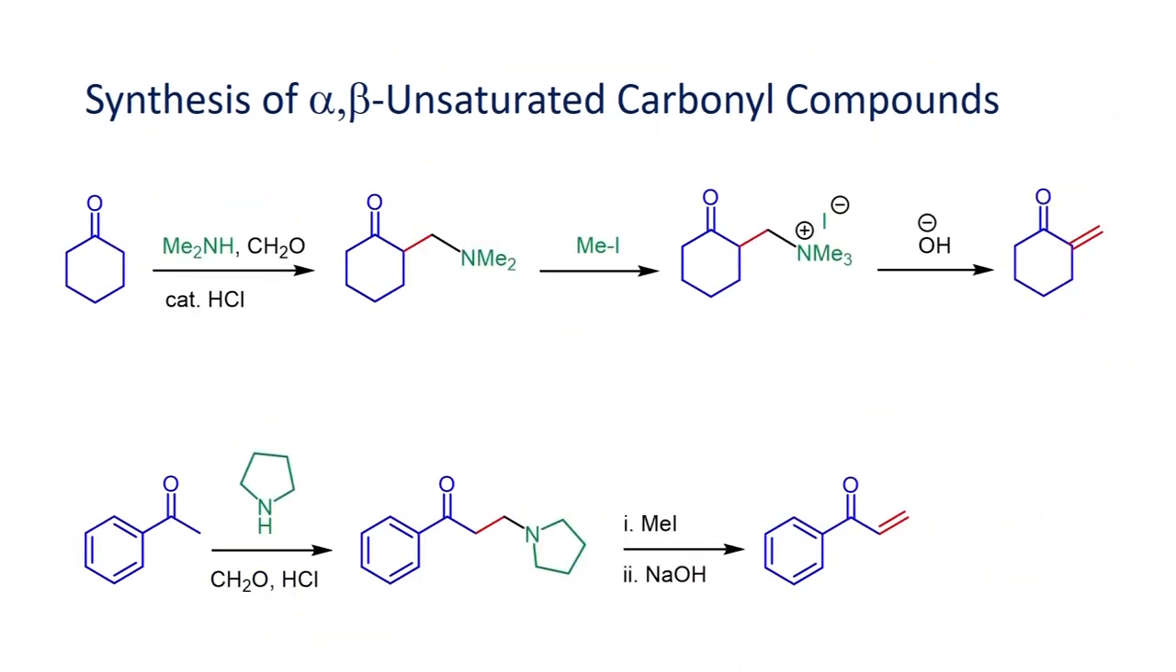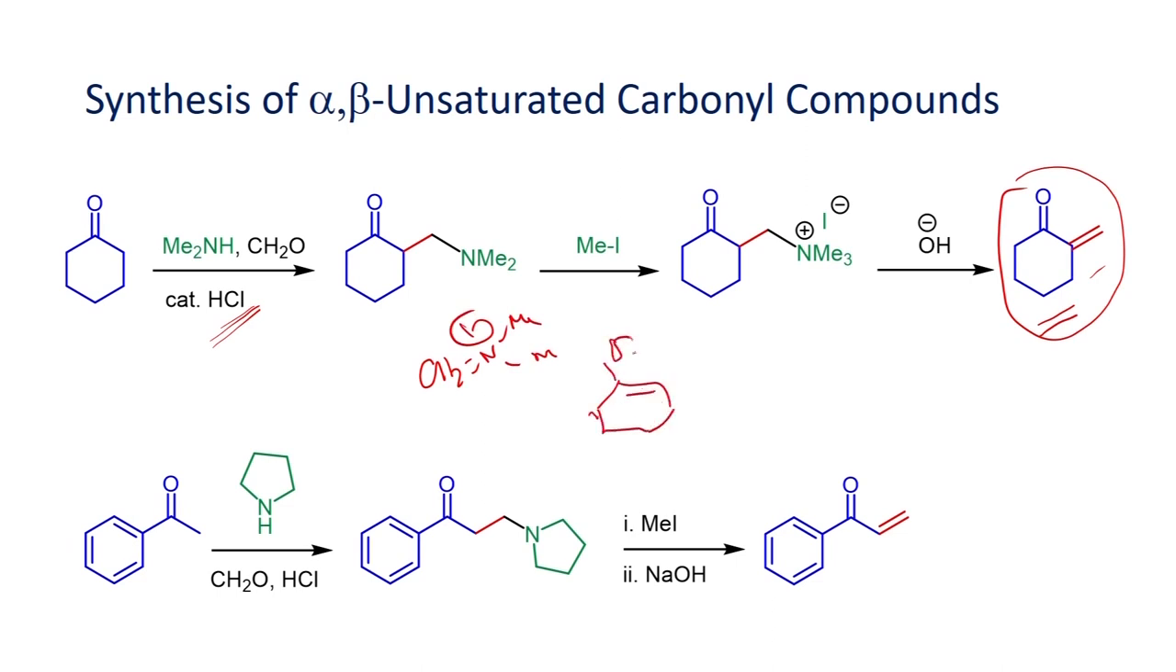Now let us look at some more examples. We have cyclohexanone, as we have seen earlier. You can also try to make the corresponding alpha beta unsaturated carbonyl compound. The reaction of formaldehyde with dimethylamine in the presence of HCl can generate this iminium salt, which can undergo reaction with the enol that we generate from the ketone. Through the addition reaction, you will be able to form the Mannich product.